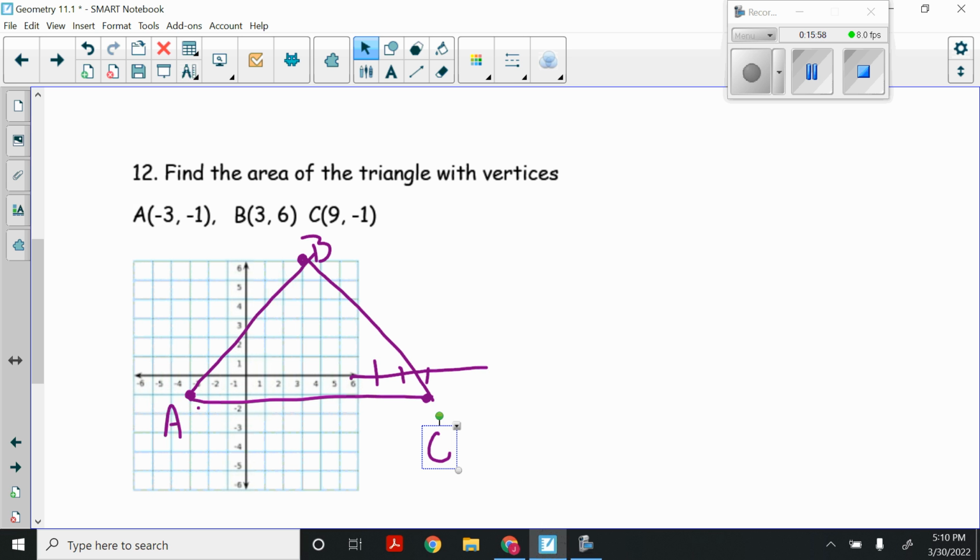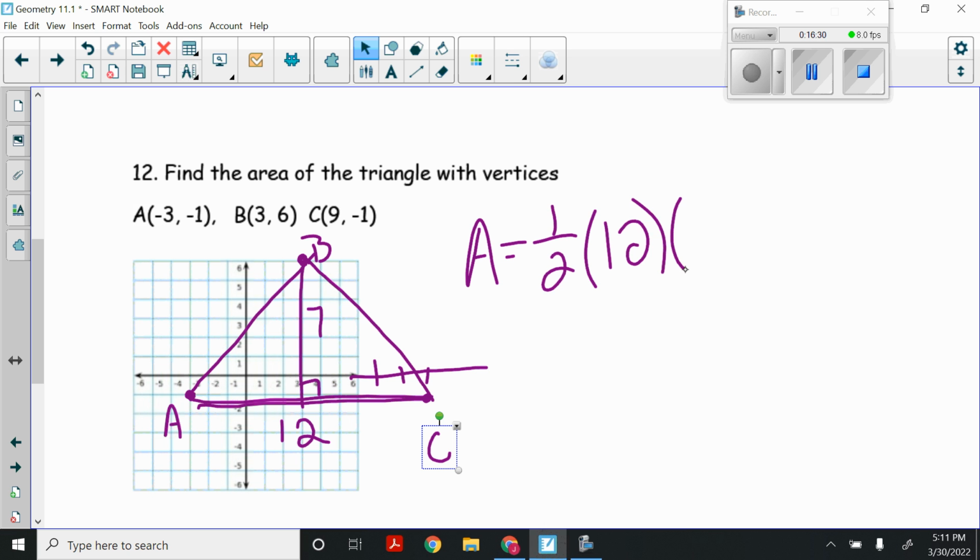Again, this is going to be my base down here. I can go ahead and count those spaces. So when we count all of these spaces, we get 12. I need to drop my height down. So from my vertex up here at B, perpendicular down. Now since that is a vertical line, I can count those spaces. So that's 7. So I have the formula area equals 1/2 my base, 12, times my height, 7. Half of 12 is 6. 6 times 7, 42 square units.